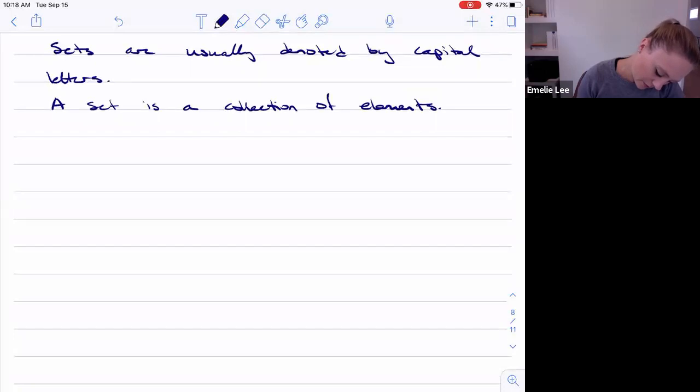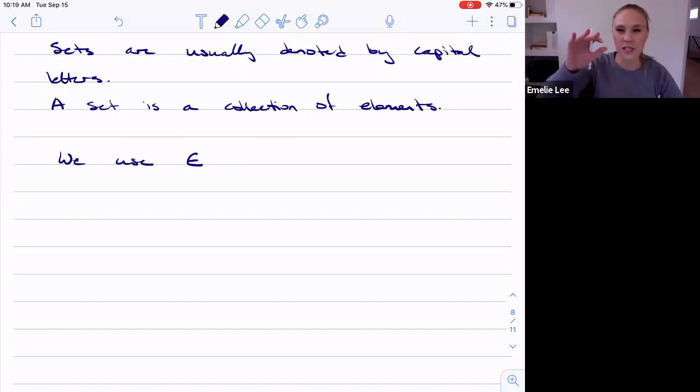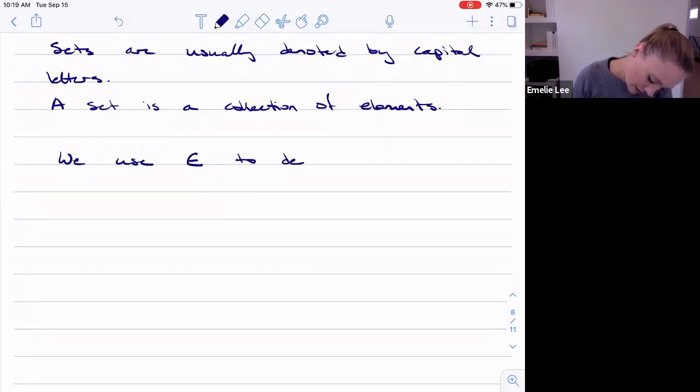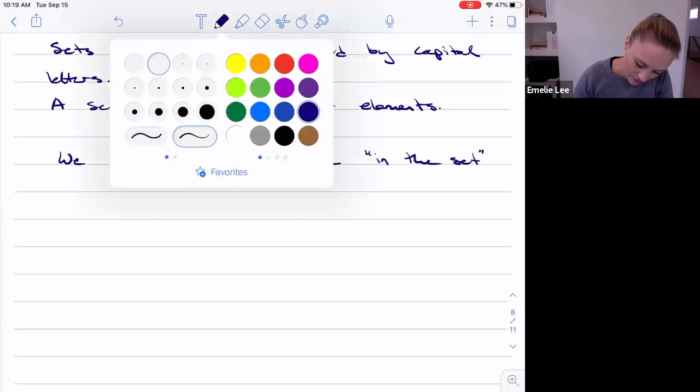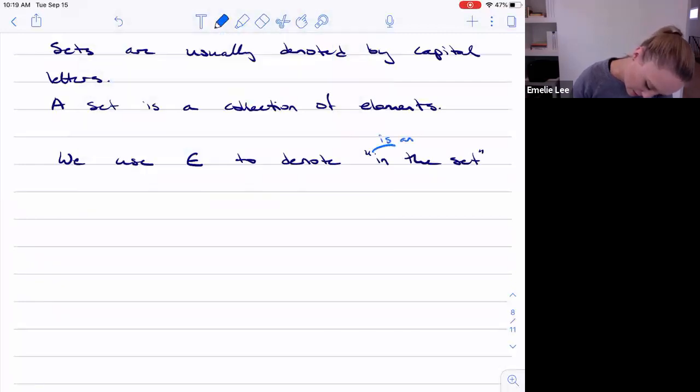And so we use just kind of this, I guess it's just a stylized epsilon, but it's like a C made to look like an E. So it's a C with a line in the middle. We use this letter to denote in the set, right? Or even, I should say, is an element in the set.